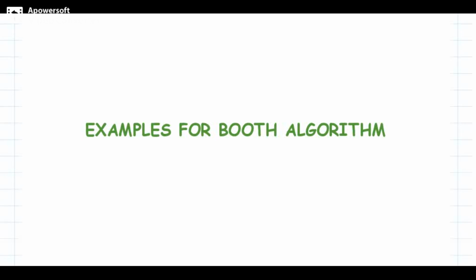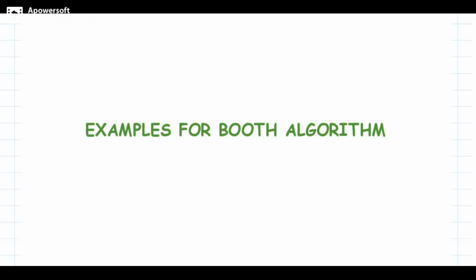Hello students, in the present video session, we'll take some examples for Booth algorithm. Booth algorithm requires examination of the multiplier bits and shifting the partial product. In advance to shifting, the multiplicand may be added to the partial product and the final sum can be computed by adding all the partial products.